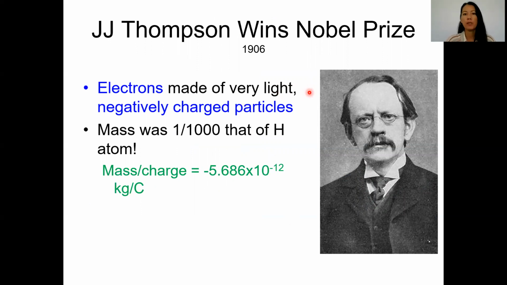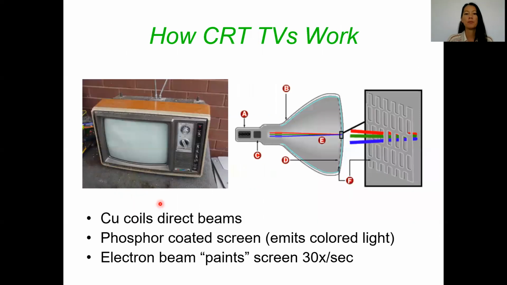This was huge because remember the school of thought before. The idea that Dalton put forth was that the atom was the smallest particle. The mass of an electron was 1/1000th of a hydrogen atom. So that pretty much blew the minds of a lot of scientists at that time. He couldn't find separately the mass or charge, but he found a mass charge ratio to be this number, negative 5.6 blah blah kilograms per coulomb. That comes into play later.